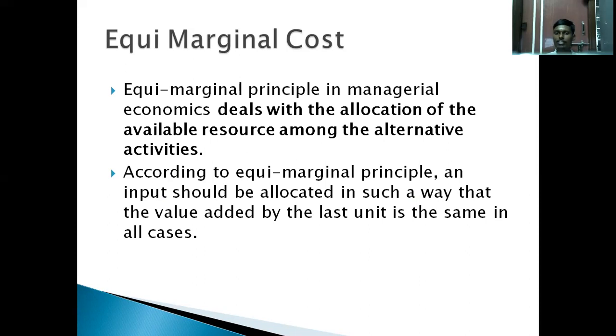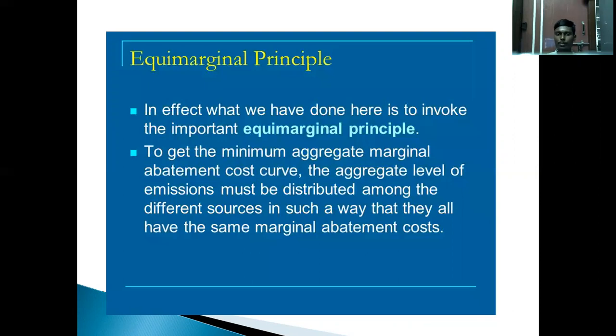In managerial economics, it deals with the allocation of available resources among the alternative activities. According to equi-marginal principle, an input should be allocated in such a way that the value added by the last unit is the same in all the cases. In effect, what we have done here is to invoke the important equi-marginal principle. To get the minimum aggregate cost, the aggregate level of emissions must be distributed among the different sources in such a way that they all have the same marginal cost.